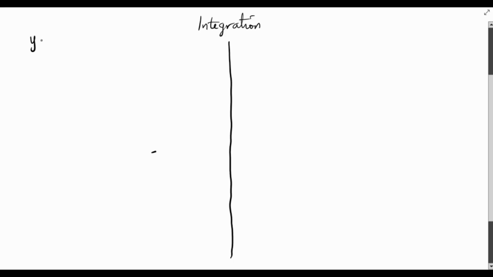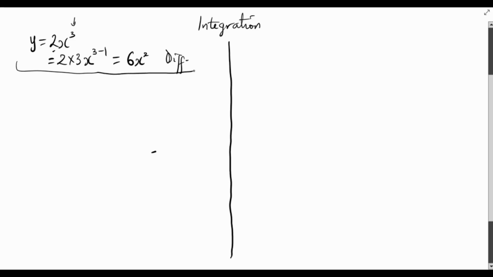So in differentiation, if you had y equals 2x to the power of 3, and you're told to differentiate y with respect to x, what this means is you multiply this 2 by 3, such that you now have 2 times 3 x to the power of, subtract 1 from the power. So x to the power of 3 minus 1. That will be 6x to the power of 2. This is for differentiation. For integration, it's the reverse.